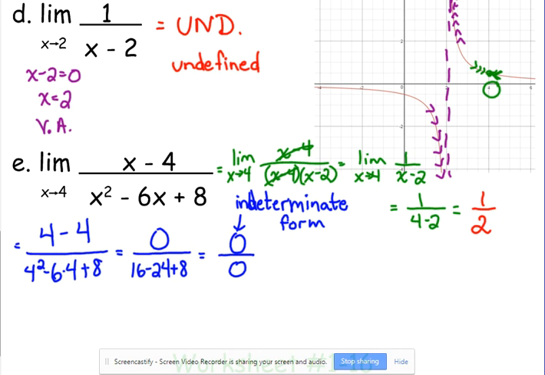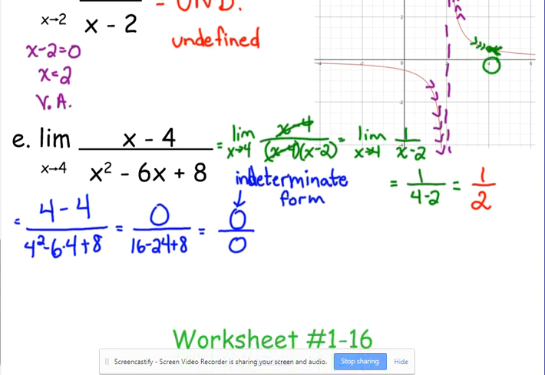All right, so I want you to practice with just these simple types of limits. You'll find a worksheet, a PDF of a worksheet there on the Haiku page, and I would like for you to start with problems 1 through 16, and then you can move on to the next lecture.